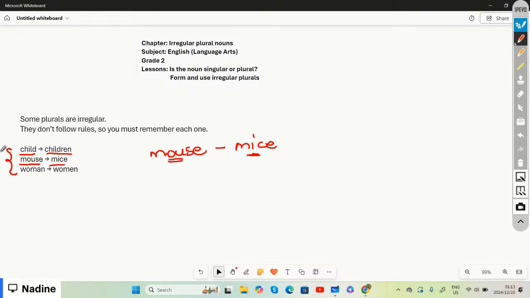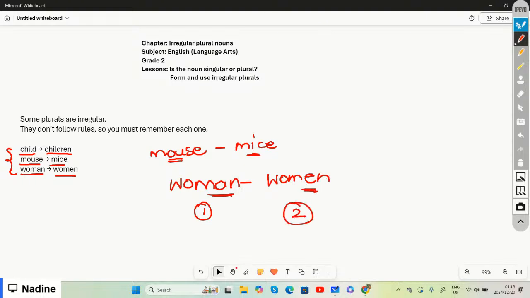And then we look at the word woman, right? One woman. One woman that carried the baby. Or we can say that there's more than one woman. But if we want to show that there's more than one woman, this is one woman. But if there's more than one, let's say maybe there's two, then we say women with an E, because now it refers to two people, two women.